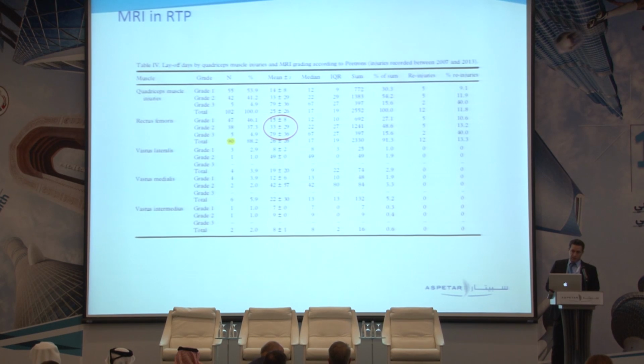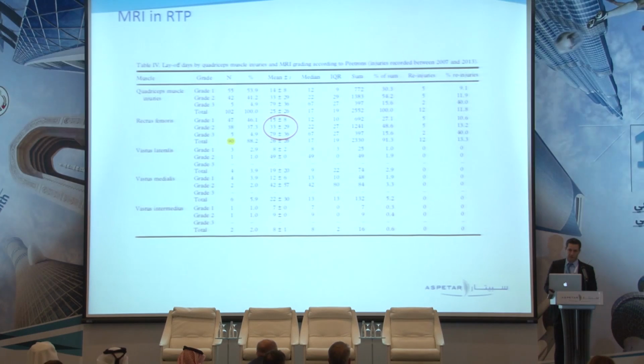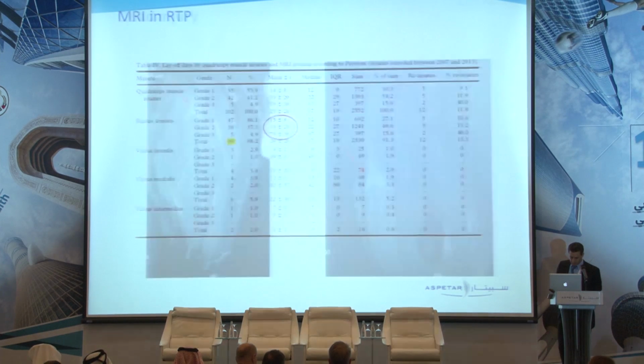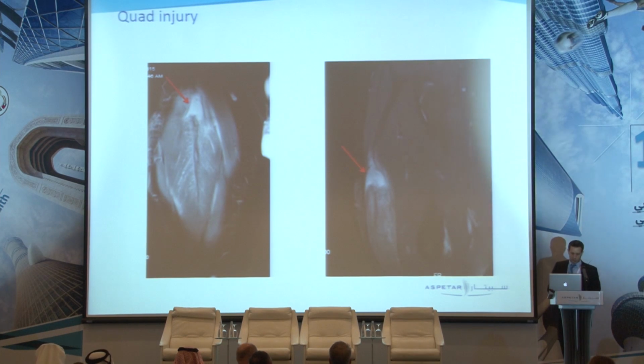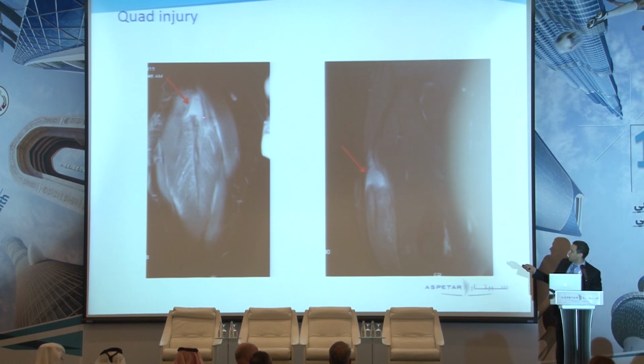The rectus femoris, so which muscle involved would help predict return to play. Rectus femoris had a longer return to play than all the vastus muscles. And then the final thing they concluded in this paper, not much in the groin that you could find for return to play, but these guys said that the groin had a shorter return to play than all the other muscle groups studied.